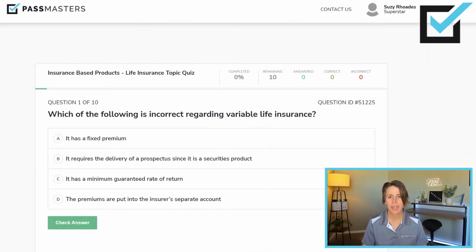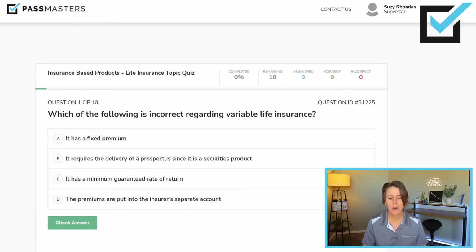Which of the following is incorrect regarding variable life insurance? So we're looking for the false statement. Always read all 4 of your answer choices. It has a fixed premium. That is true. It requires the delivery of a prospectus since it is a securities product. That is also true. It has a minimum guaranteed rate of return. Variable life insurance? That is incorrect. That is a false statement. Let's check the last choice.